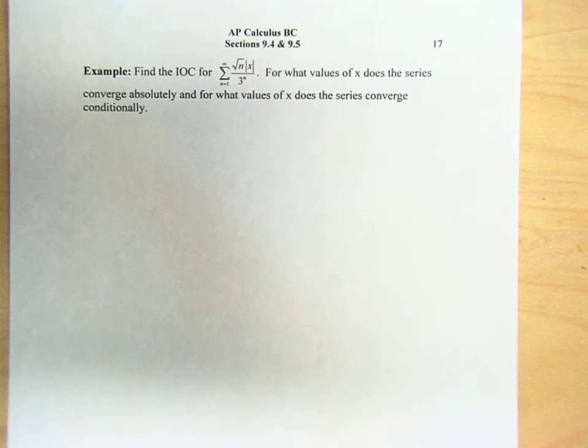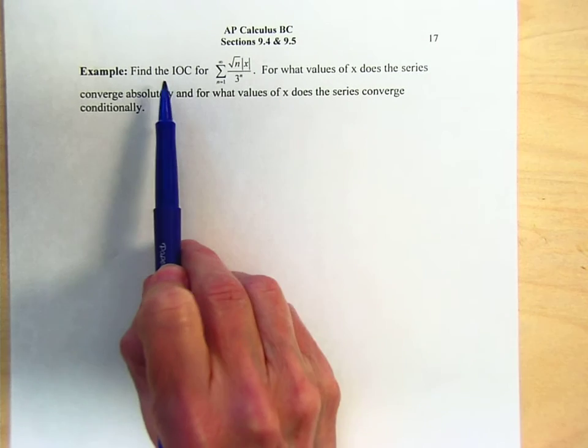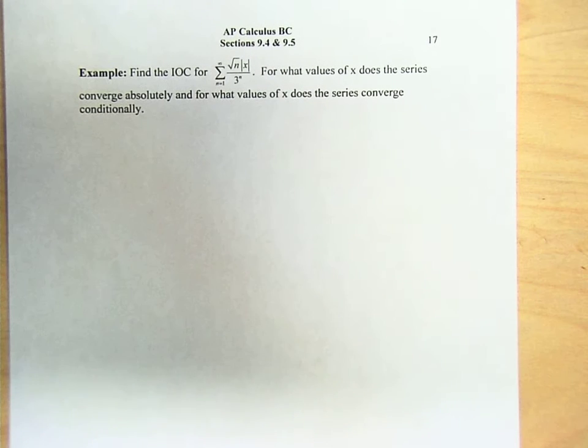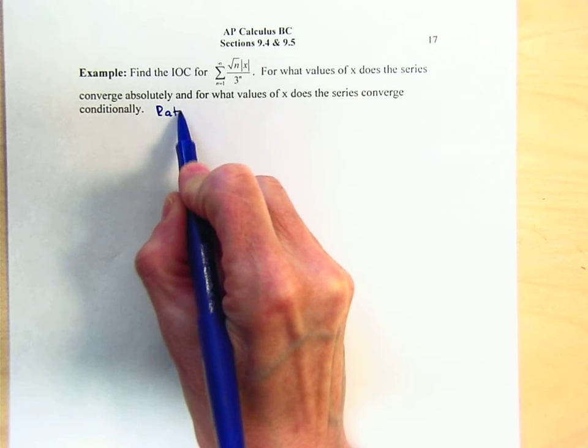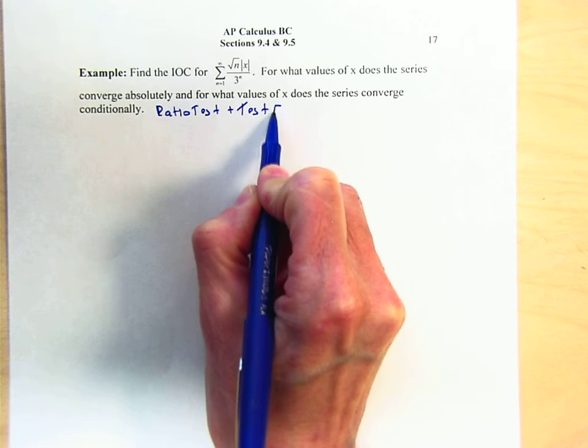Okay, so we're continuing on with page 17. Finding the interval of convergence. For what values of x does the series converge absolutely, and for what values of x does the series converge conditionally? So we're going to go ahead and run the ratio test, and then we have to test the endpoints.